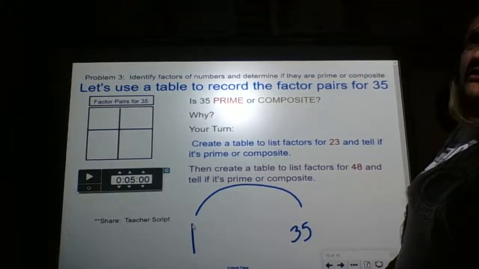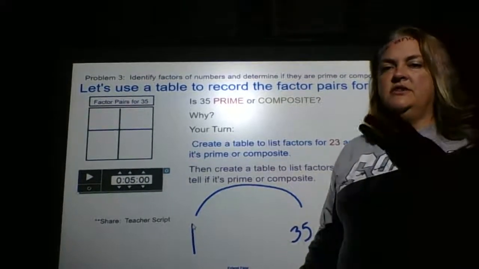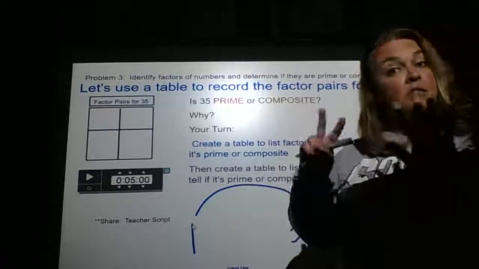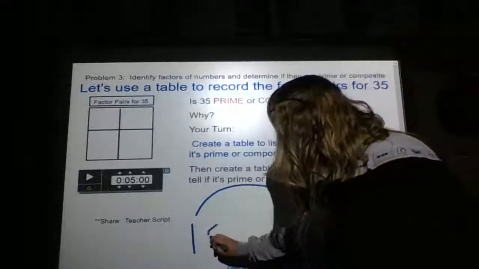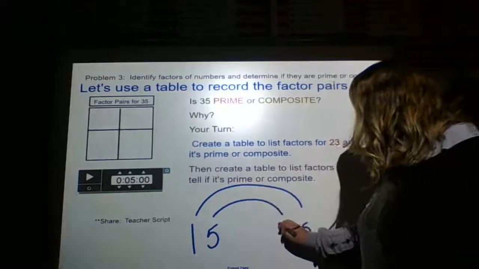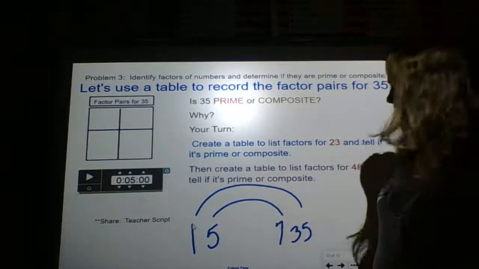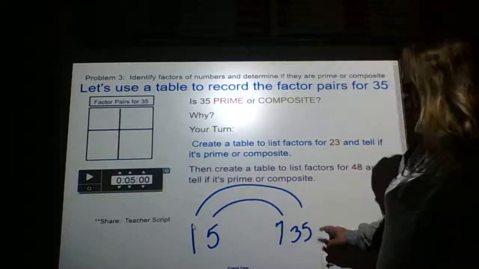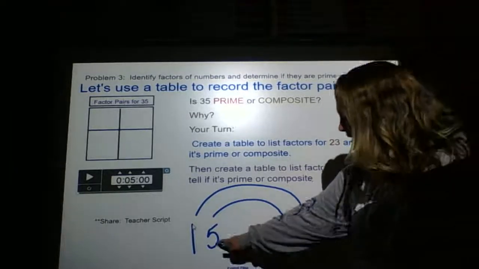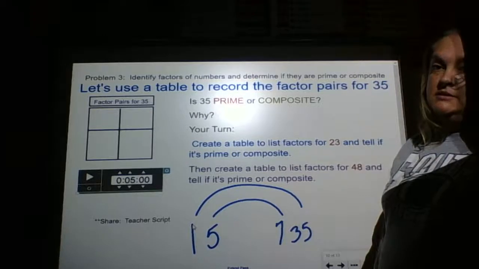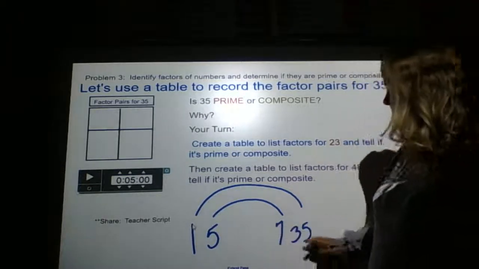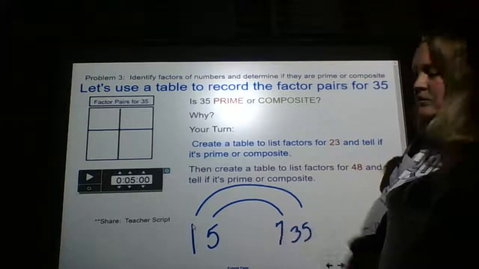What about 5? 5, 10, 15, 20, 25, 30, 35. Yes, 5 and 7. 5 and 7 will build 35. Okay, watch. So now I know that 5 times 7 gives me 35. The only other number that's in between a 5 and a 7 would be a 6. If I skip count by 6, am I going to hit 35? No. So my rainbow is finished.